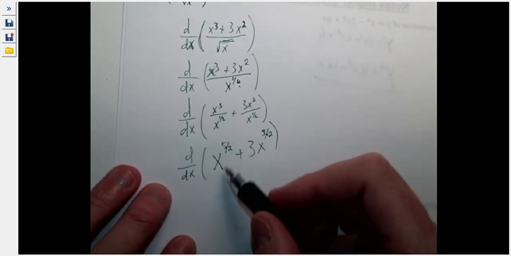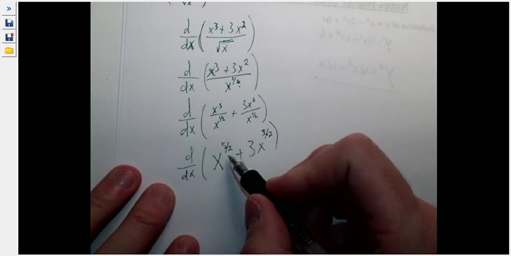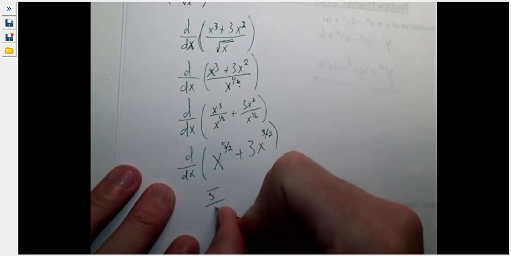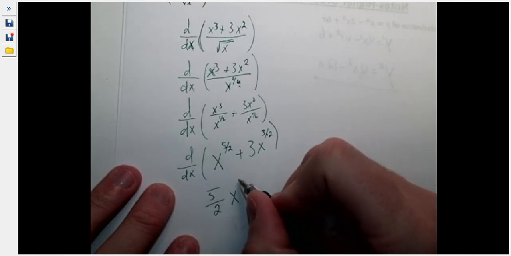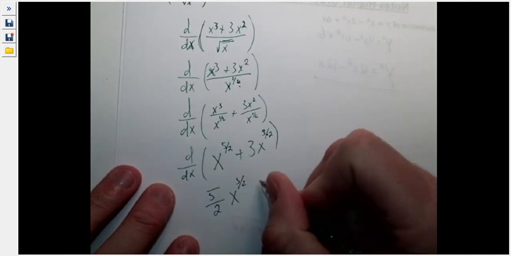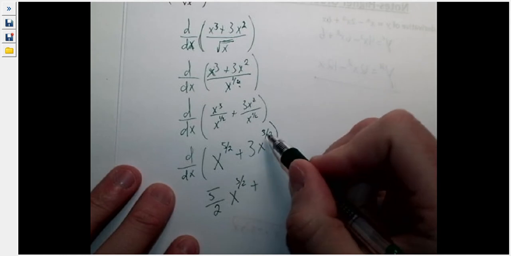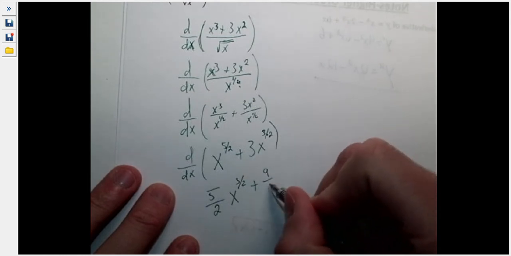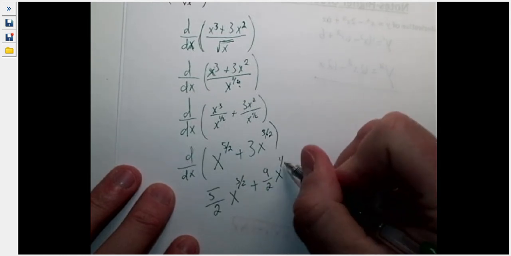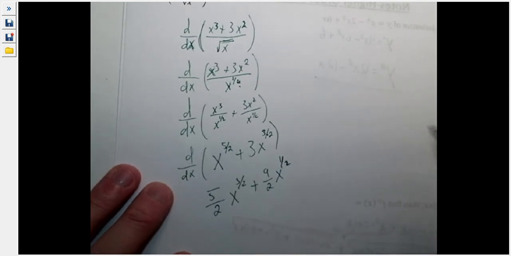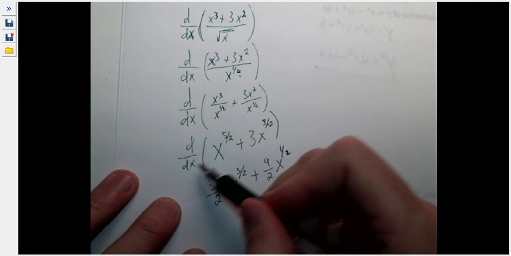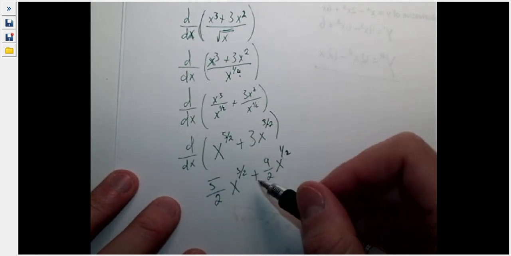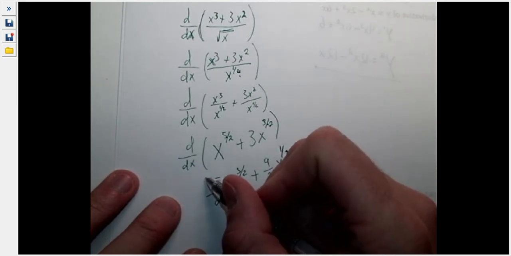So now I can take the derivative. So again, move this out front, subtract 1 from the top, and you get 5/2 x to the 3/2 plus 3 times 3/2, that's 9/2 x to the 1/2. So that's the first derivative. Okay, so I've basically taken the first derivative. Now we're going to take the derivative of this one.